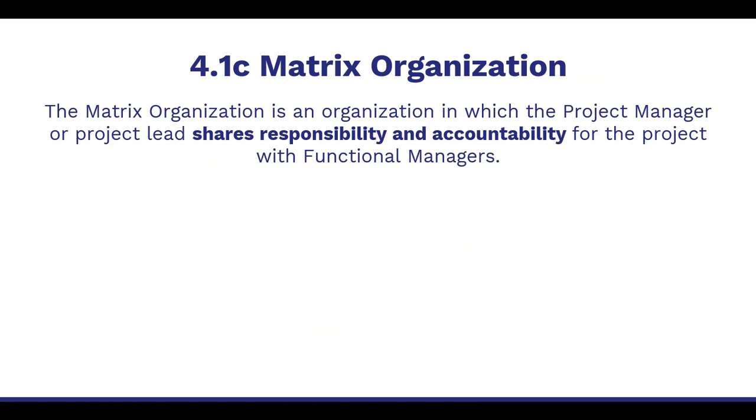Now, let's talk about a matrix organization. The matrix organization is an organization in which the project manager or project lead shares responsibility and accountability for the project with functional managers. So the project manager and functional managers basically share that authority, right? Team members report to both of these managers, and it's a combination of functional and projectized organization.